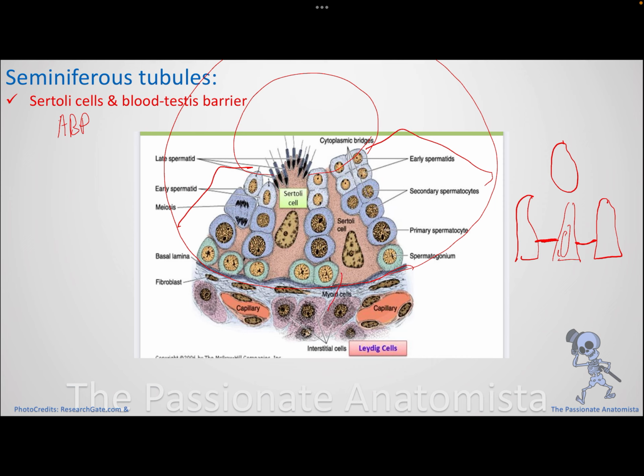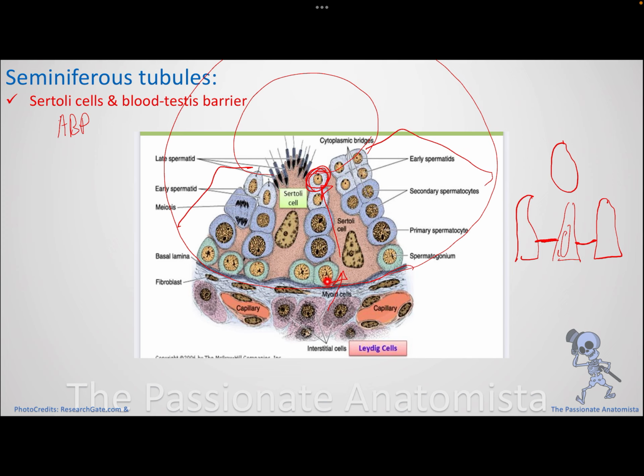So they're going to catch the testosterone, bringing it all the way to the luminal side, where we can have our spermatids developed and undergo spermiogenesis to form the sperms or the spermatozoa. All right, so these are the important functions of Sertoli cells.